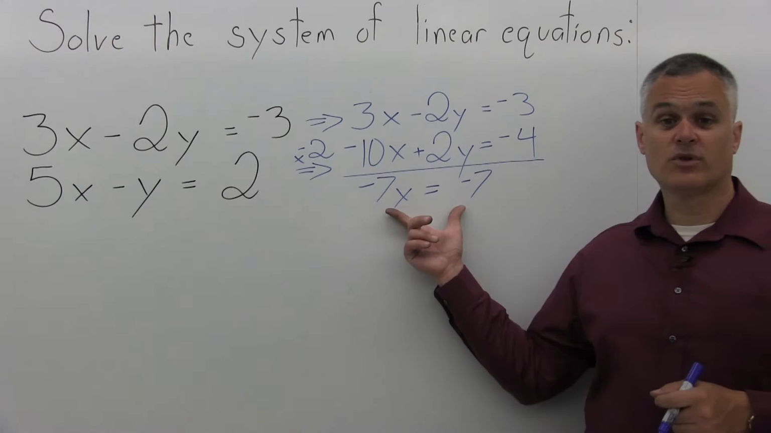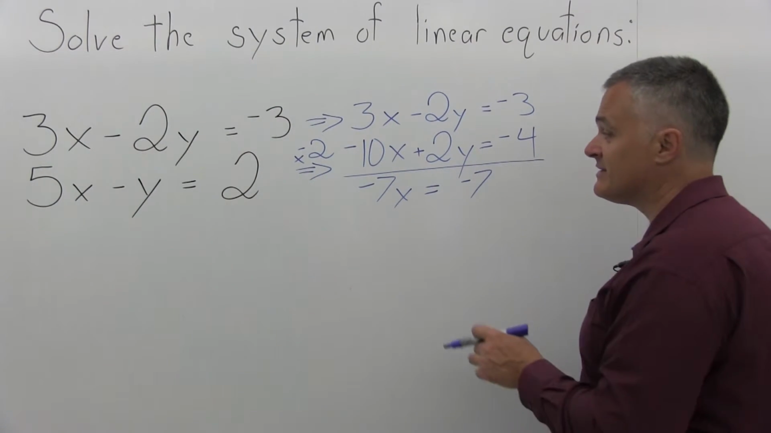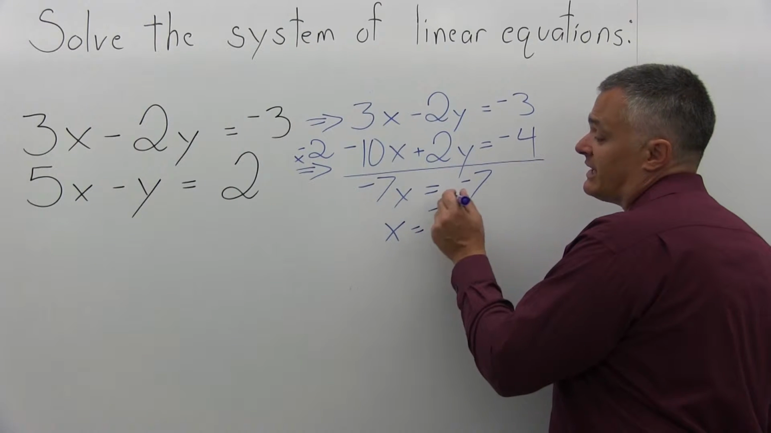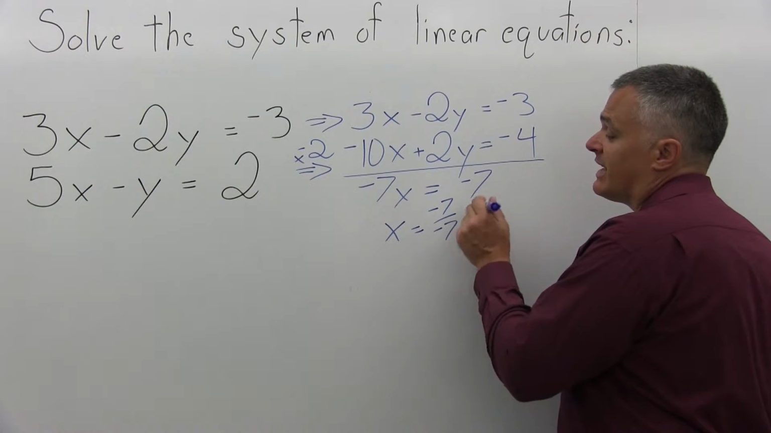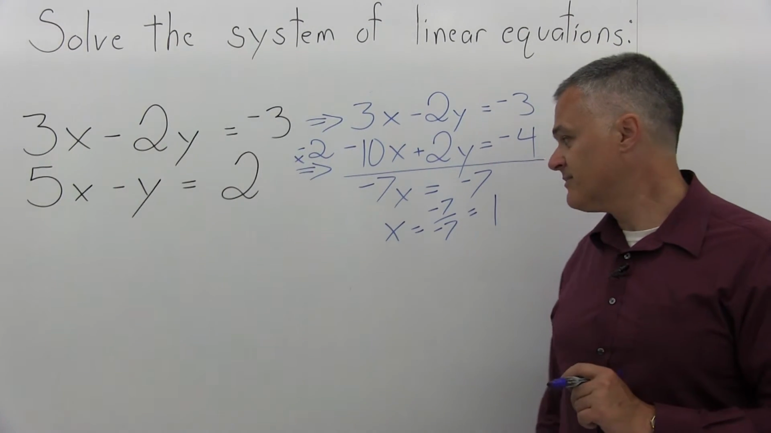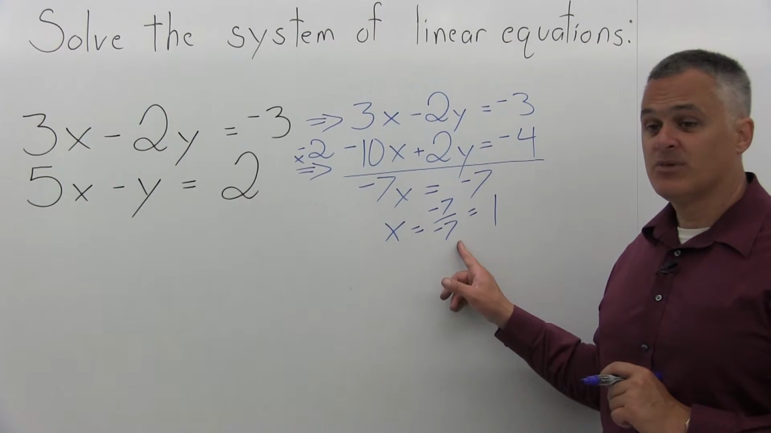Step 3, solve for the remaining variable. If negative 7x equals negative 7, divide out the negative 7. You get negative 7 divided by negative 7, and x will be positive 1. The 7's cancel, the negatives cancel. That's the result for step 3.